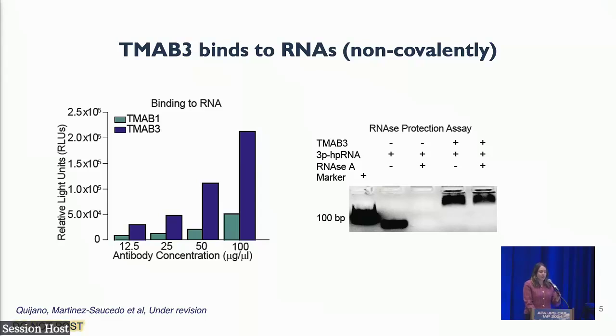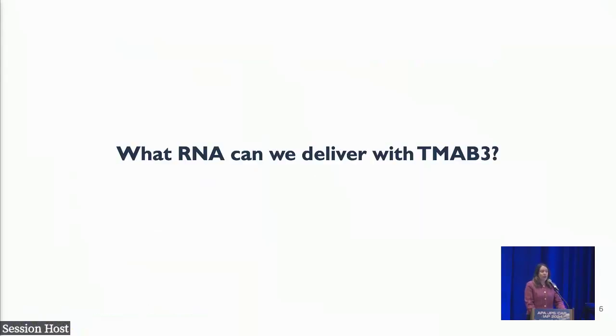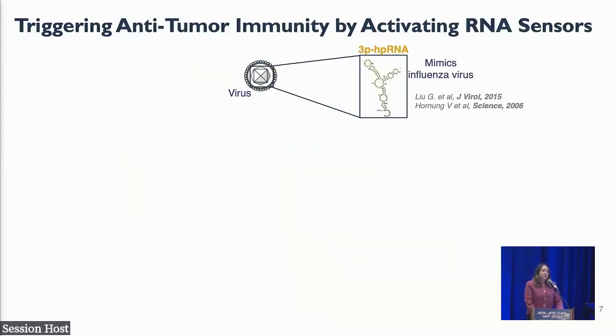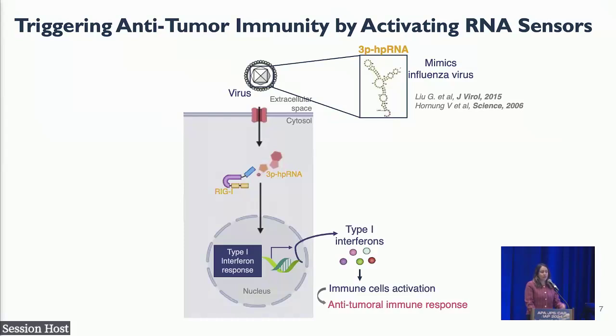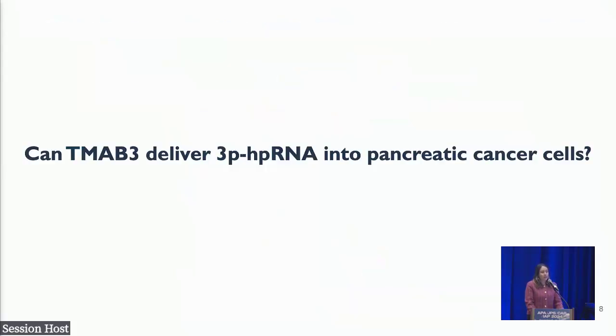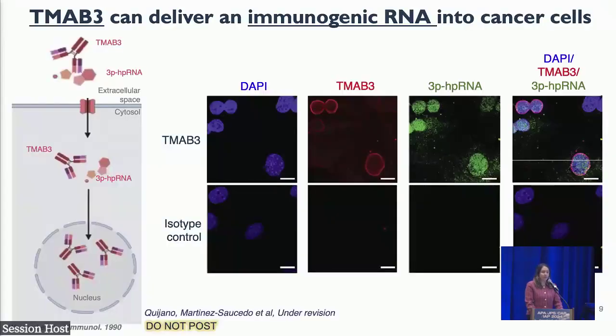So now that we have the tool, what therapeutic RNA are we going to deliver using this antibody? Among the options, they decided to go for the 3-PHP RNA, which is a short hairpin that mimics influenza virus, and that in previous studies has been described to activate the type 1 interferon response. So can we deliver this short hairpin using the antibody into cancer cells, pancreatic cancer cells specifically?